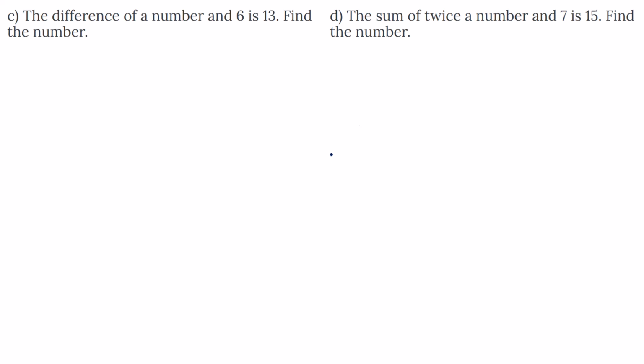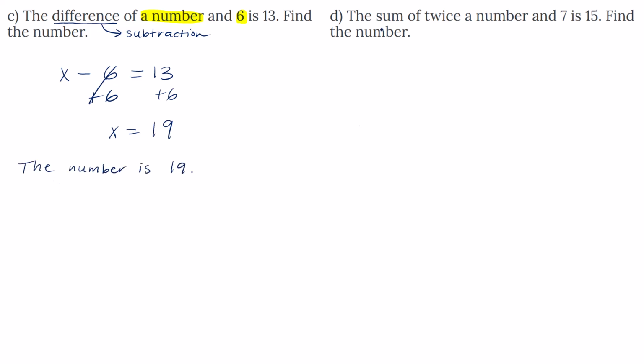The difference of a number and 6 is 13. So we want to write out an equation that represents this situation. So first off, we want to acknowledge that difference indicates subtraction. And because it says the difference of a number and 6, that means we're going to be subtracting a number that we don't know yet and 6. So writing this as an equation, we would write a number, take away 6, is 13. And then we can solve this. So the number is 19.